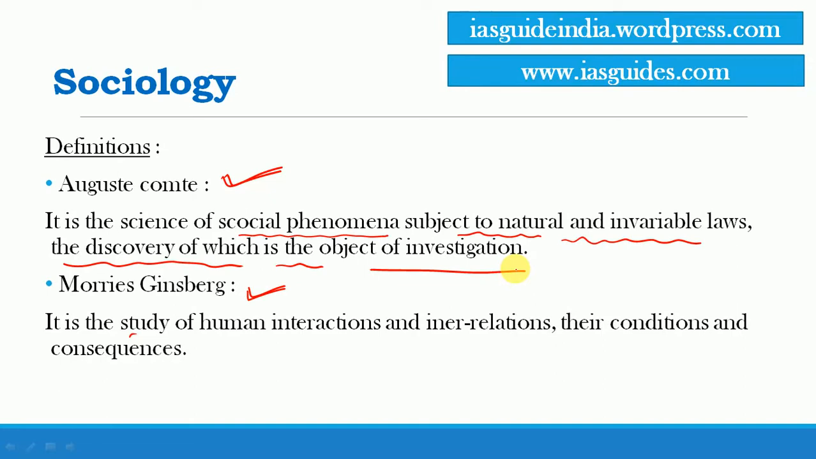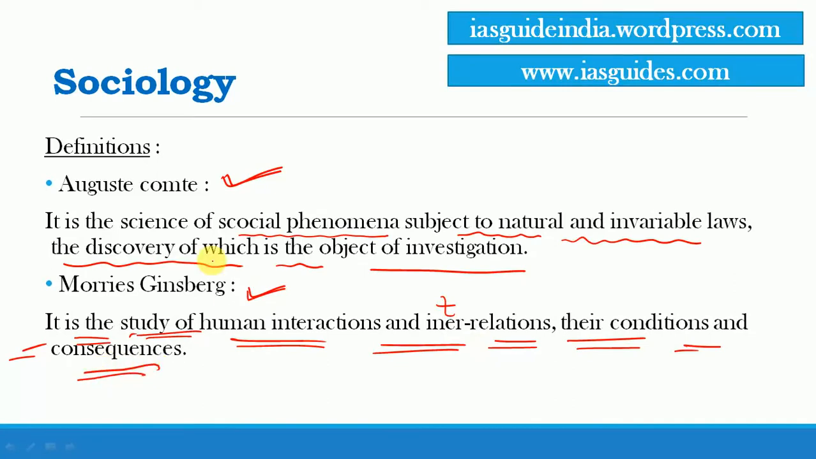And the second definition is given by Maurice Ginsburg. He tells that sociology is nothing but the study of human interaction and interrelationship, their conditions and consequences. This is the formal definition of sociology given by Maurice Ginsburg. Actually, sociology was first established as a social science in France, later it went to England. The sociology concept first came in France only, then it went to England. That's it about the definitions of sociology.